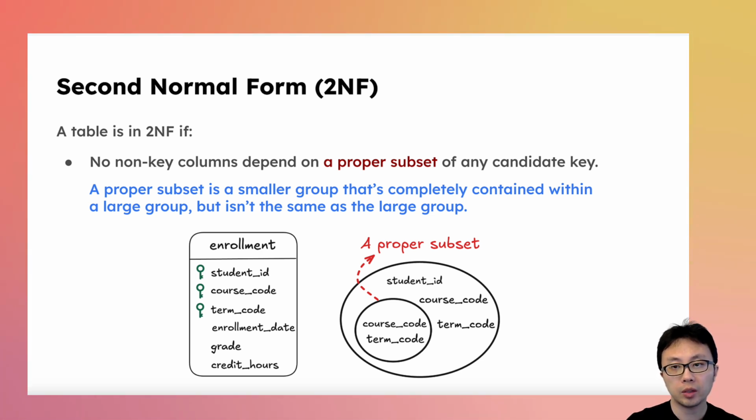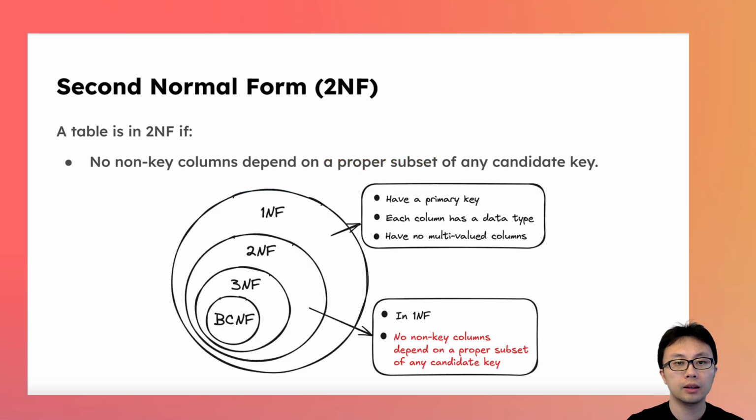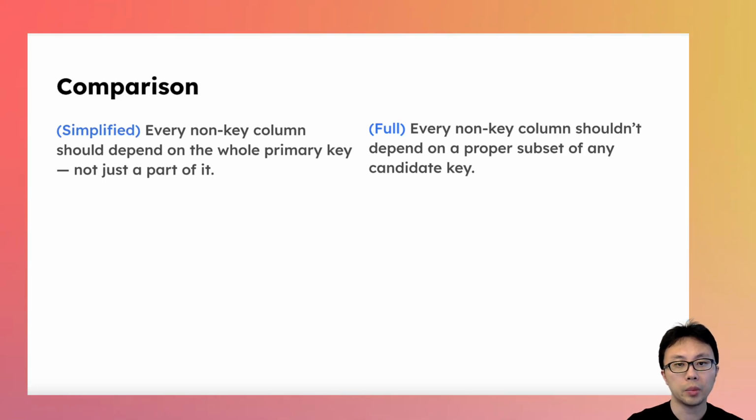So by a proper subset of any candidate keys, the full version of the second normal form is still talking about partial dependency, but in a more accurate way. Now you know the definition of the full version of the second normal form. Let's compare the simplified version to the full version, so that you can have a robust understanding of the second normal form and appreciate the fine-grained difference between the two versions.